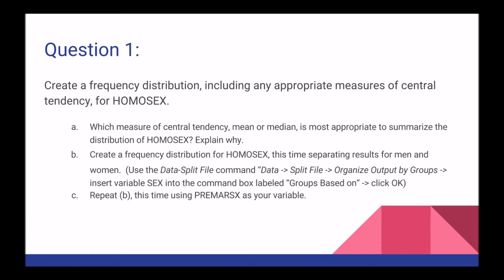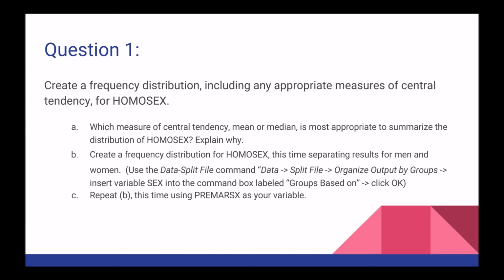So you're going to have to analyze, given the information you've learned during class on the measures of central tendency, and you're going to have to figure out which is better for this variable, mean or median. So for the second part of this question, we need to create a frequency distribution for homosex, and we're going to separate the results for men and women.